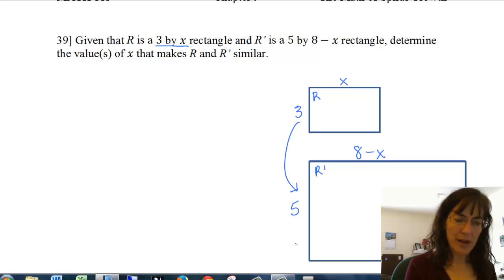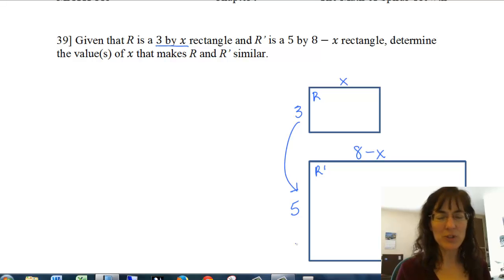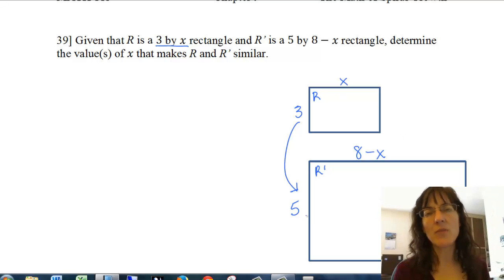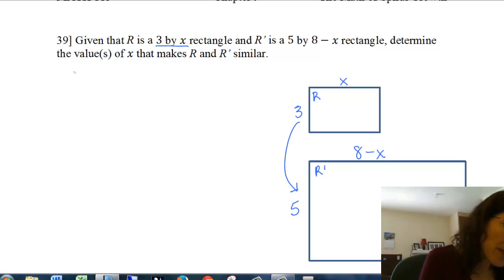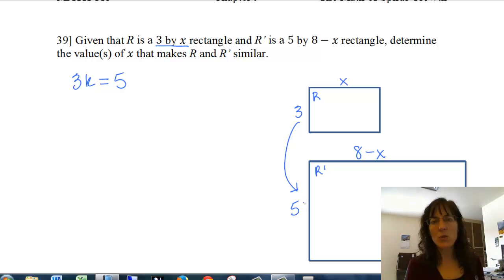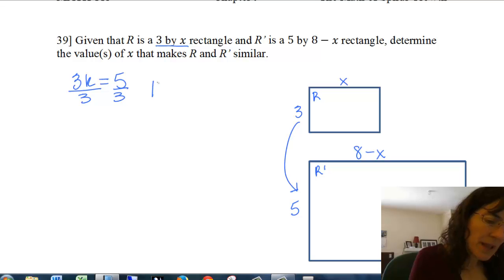So here, back on the first one, I want to show you from the get-go, because we haven't done this very much at all. We just were looking at perimeter and area. But if I want to look at if these two rectangles are similar, and I'm assuming the 3 and the 5 are the corresponding sides, then the first thing I want to do is find the K. So I know I have 3K equals 5. So 3 times K is going to give me the 5, and then I'll divide both sides by 3, and so my K is 5/3.